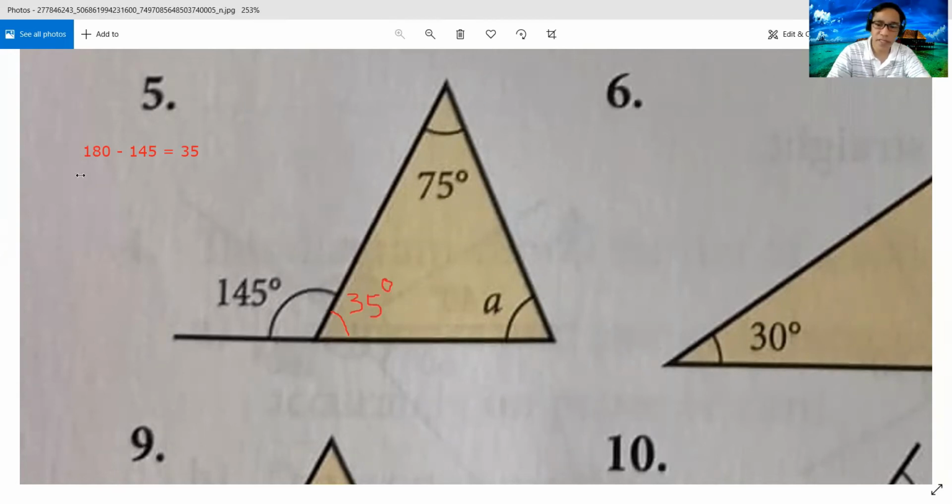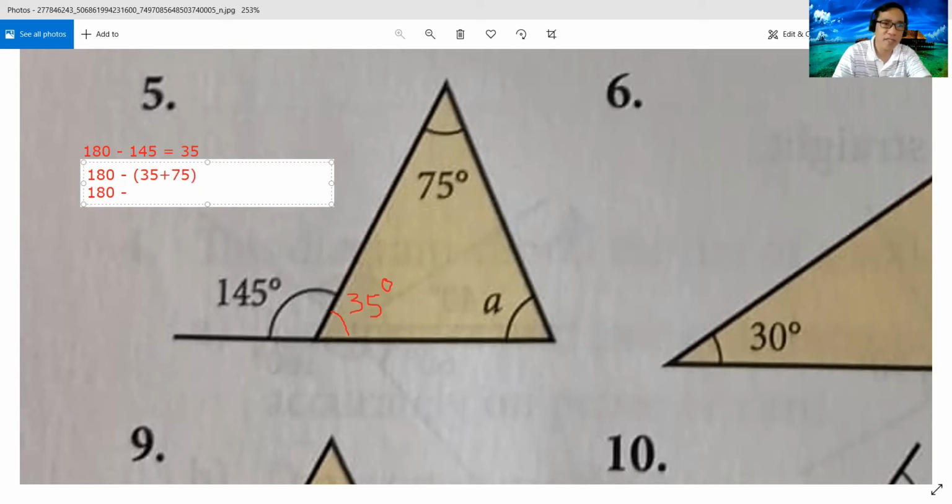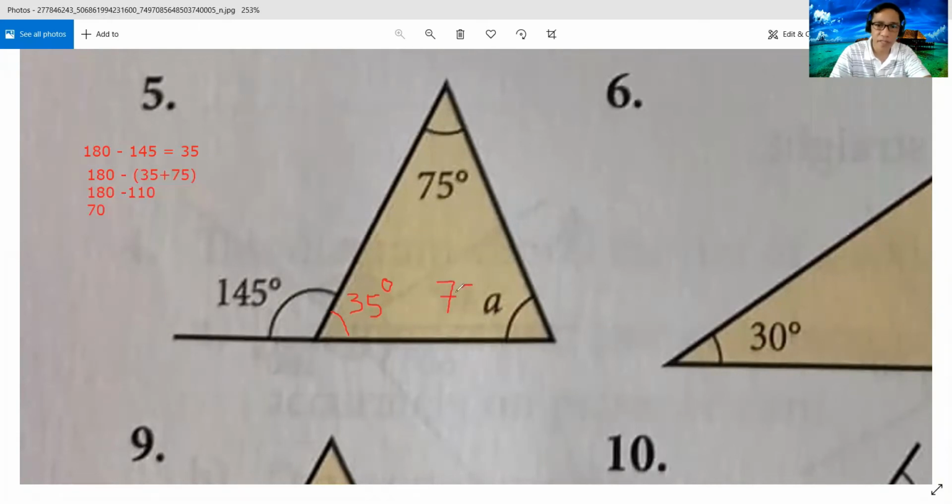We get 180 minus the sum of these two angles to get the angle A. That is 35 plus 75. What is the sum of 35 plus 75? 70 plus 30 is 100, plus 10 is 110. So 180 minus 110 is 70 degrees. Therefore, angle A here is 70 degrees.